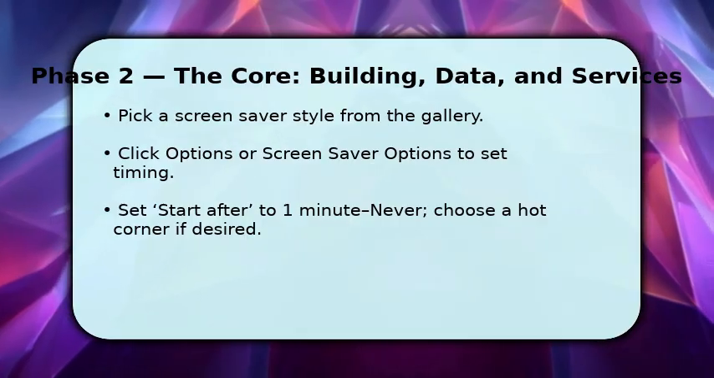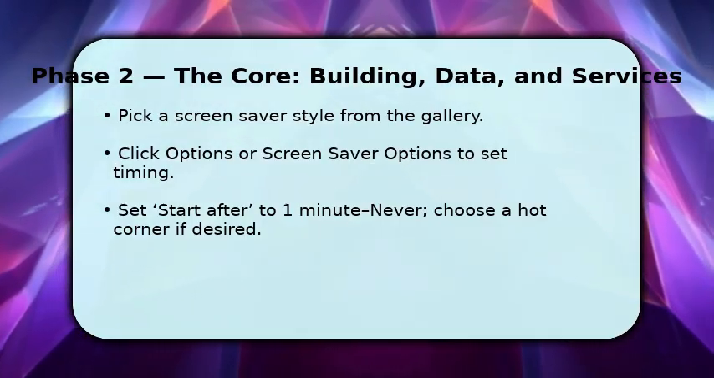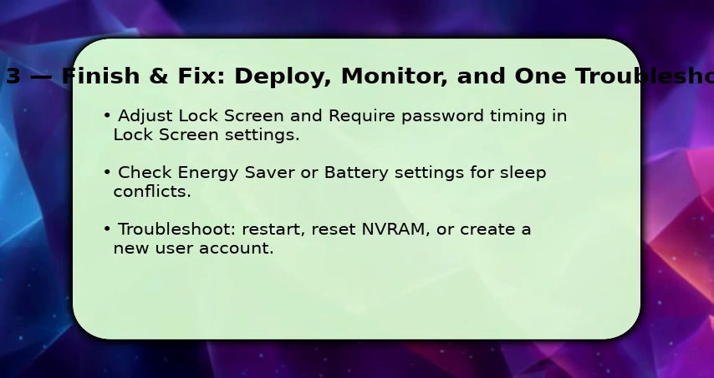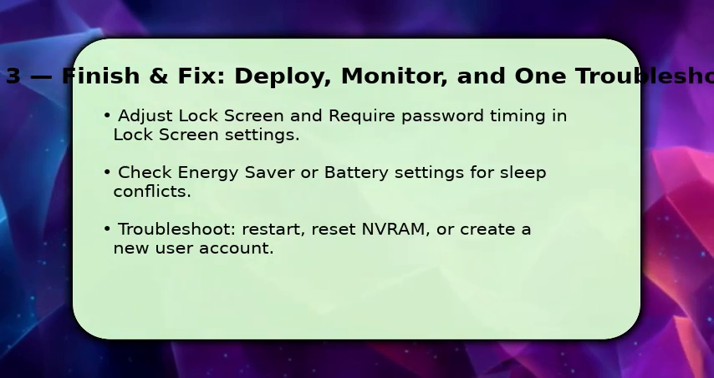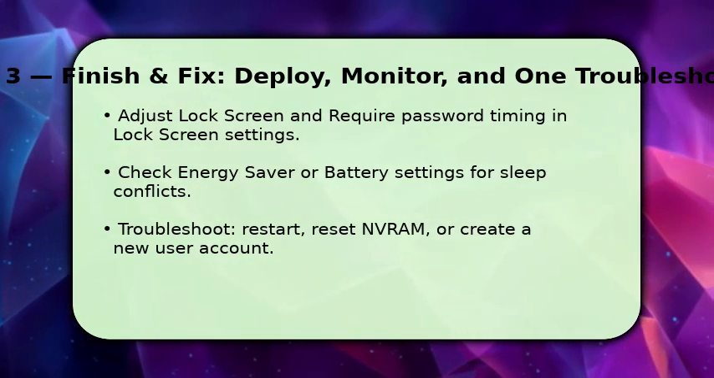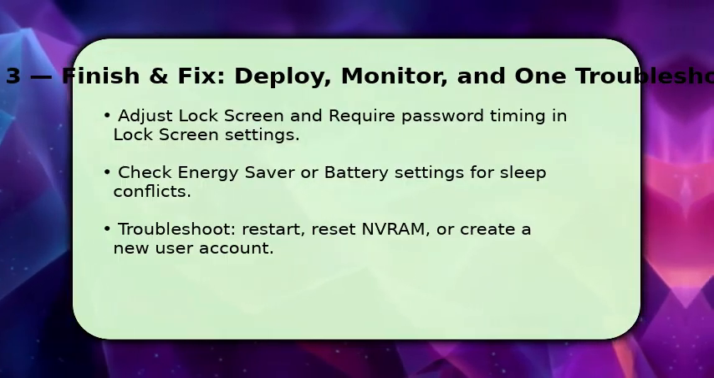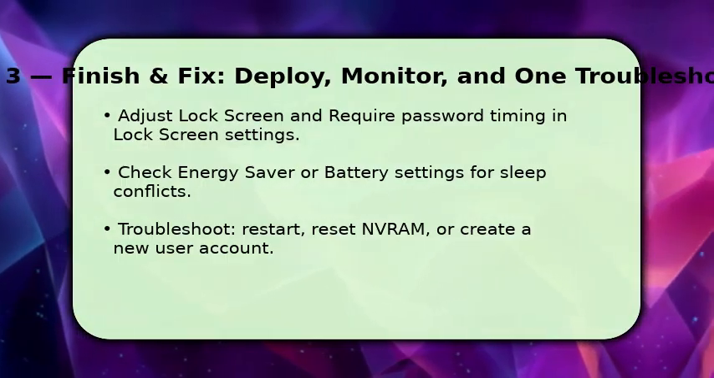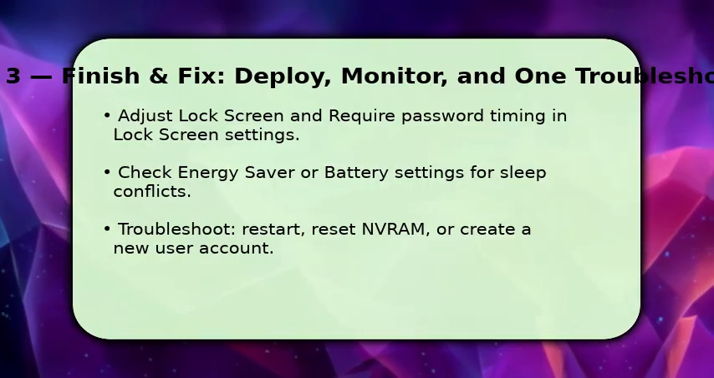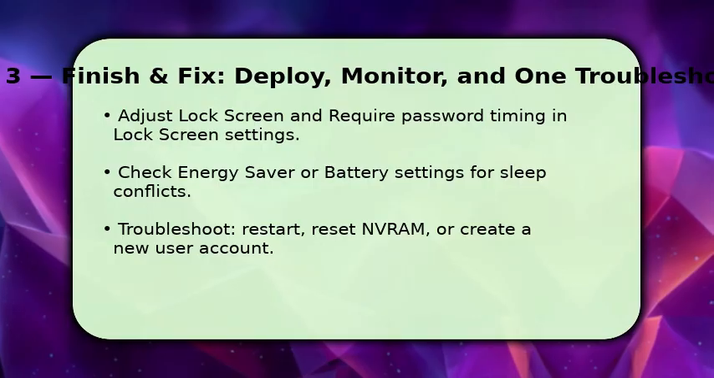You finish by syncing lock and sleep behavior. Open lock screen settings and set require password timing to match your screensaver intent, so privacy and convenience align. Once done, check energy saver or battery preferences for sleep timers that might override the saver. Make sure the two don't conflict.